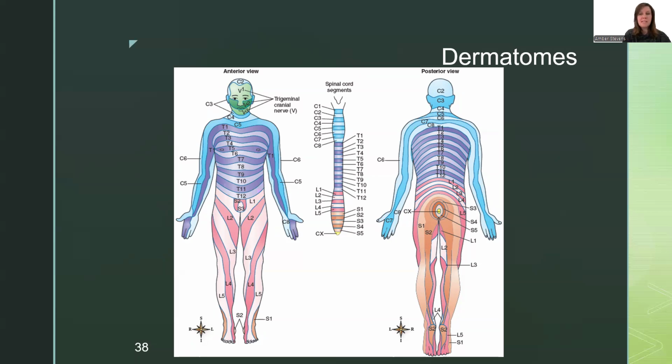It's segmented by the dermatome distribution of the spinal nerves to the front and the back of the body. So you can look at each of those different segments. C is the cervical segment. T is the thoracic segment. L is the lumbar segments, and S is the sacral segments. And then CX is the coccygeal segment. So each spinal nerve corresponds to that very specific skin region. And this is very helpful for diagnosing nerve damage by assessing sensation in those areas.